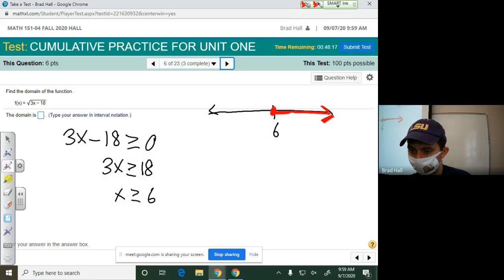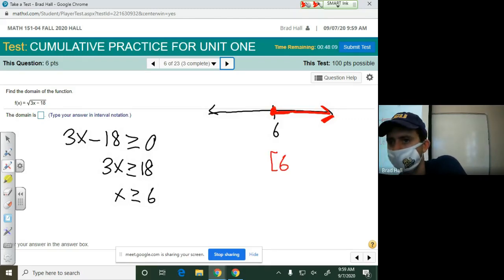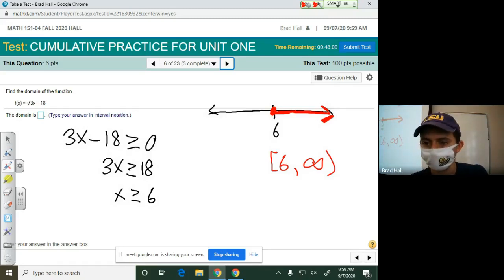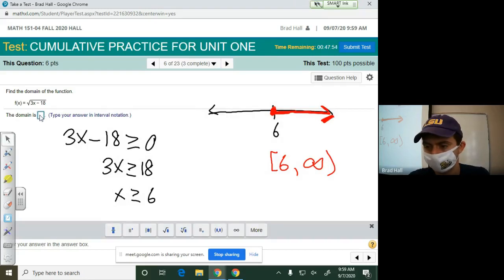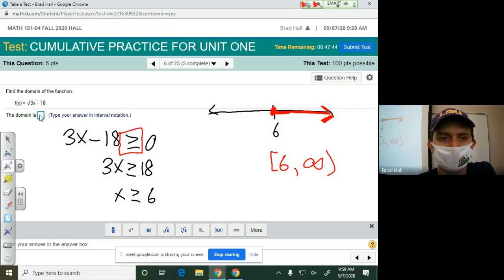The illustration here helps us determine that we would put a bracket on the 6, because 6 is included, and it goes to the right to infinity, which always has a parenthesis. And that would be the answer. That is the domain. So you would always put it greater than or equal to 0? For a square root, yes. For square root, you always put greater than or equal to. That's just the rule for square roots.